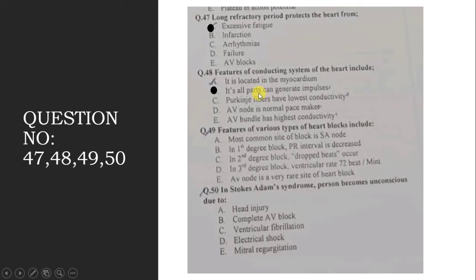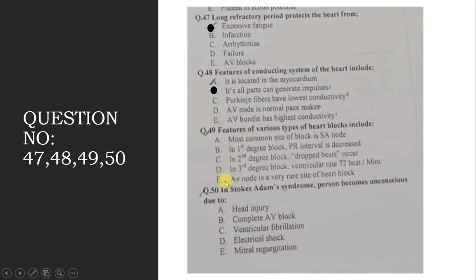When the AV node is blocked, the Purkinje fibers also generate impulses, which is equal to 15 to 30 beats per minute. So features of various types of heart block include: the most common site of heart block is the SA node. In first degree heart block, PR interval is decreased. In second degree heart block, dropped beat occurs. In third degree heart block, ventricular rate 72 beats per minute. AV node is a very rare site of heart block.